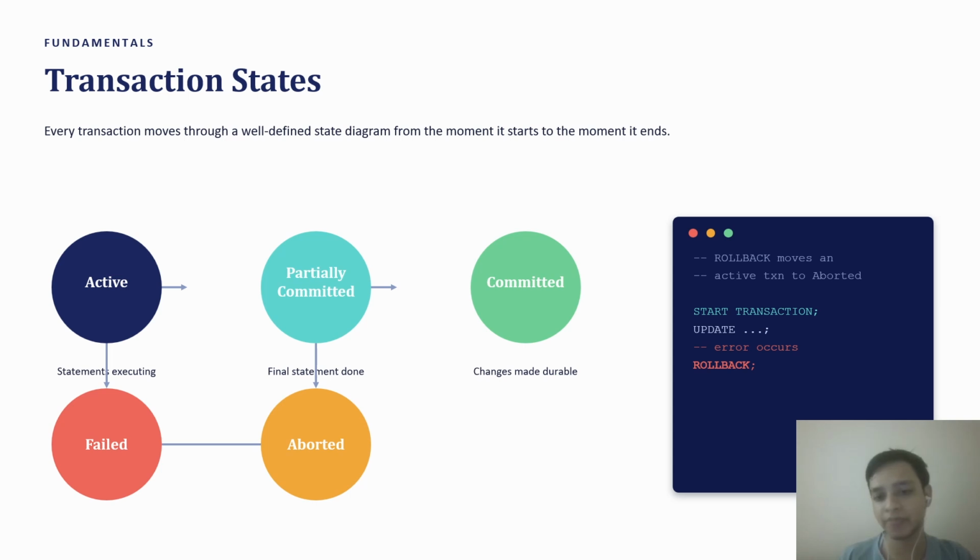Committed means the data is updated in the permanent database. Active means the operations are being performed and updated in the temporary log. Partially committed means some steps are completed, but some are left. Failed means the transaction has an error and it's rolled back.